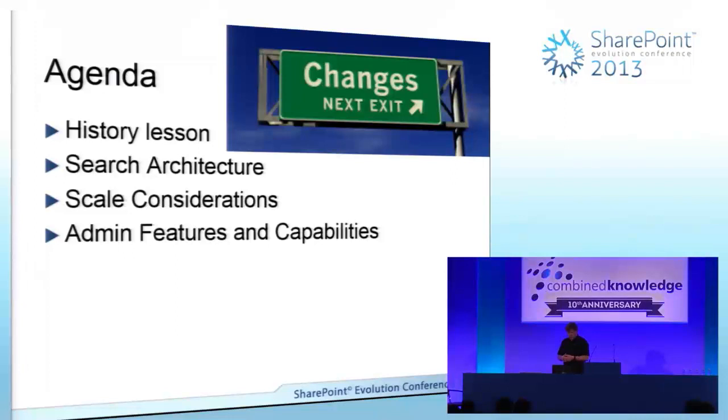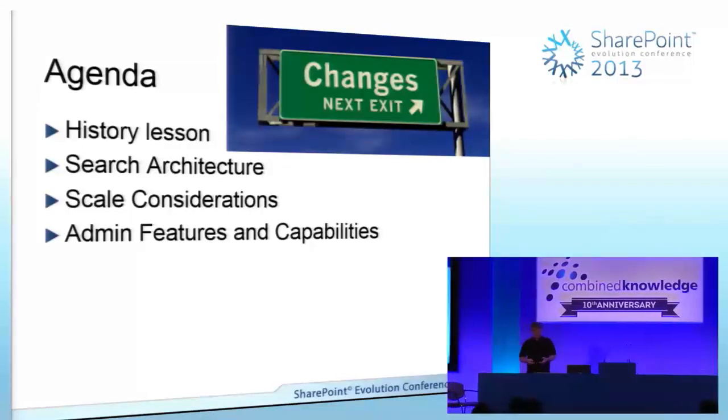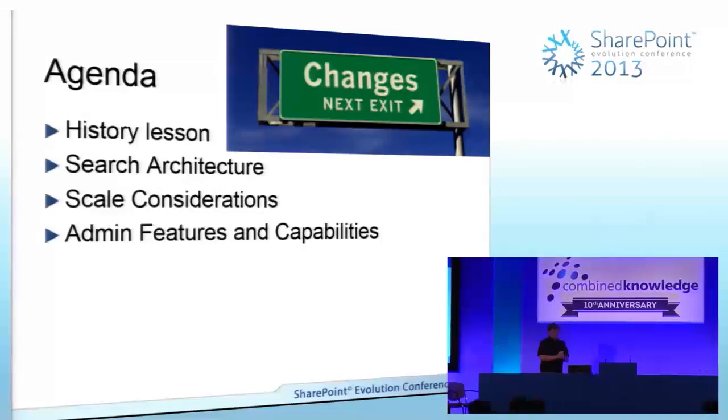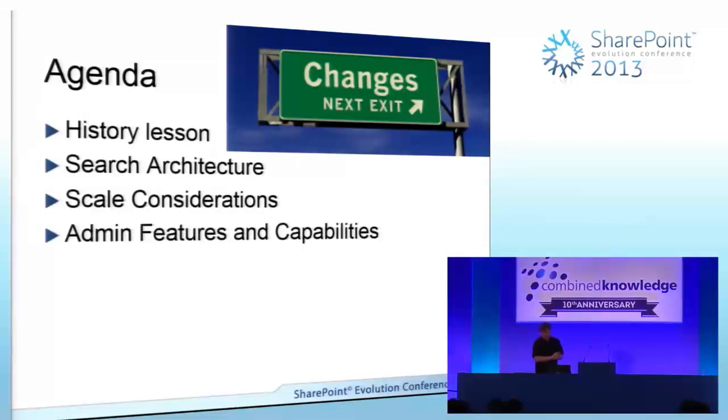In this session, we're just going to talk about some of the considerations you need to think about, scalability touch points, like, if I've got X number of items or I want so many requests per second, what do I need to think about building? And then we'll look at admin features and capabilities. Really the second part of the whole session is around admin features.